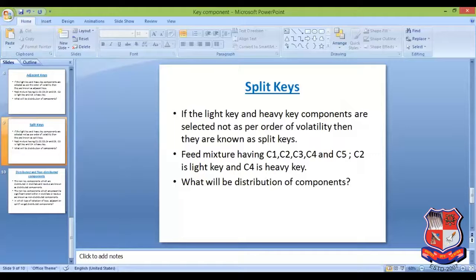See, the light key and heavy key are concepts, but the vapor liquid equilibrium concept will not be changed. So if a component which is lighter and heavier than other components is distributed among distillate and residue, it will be distributed, right?